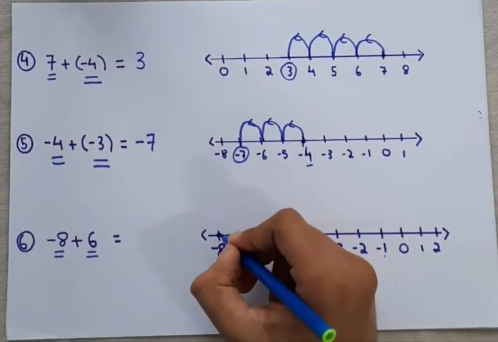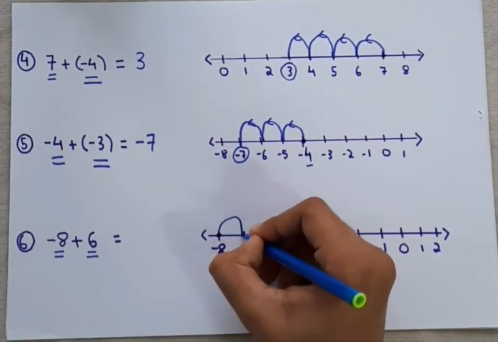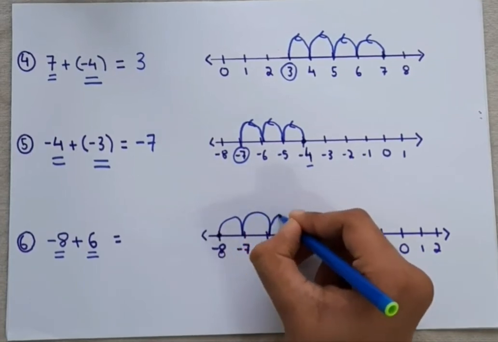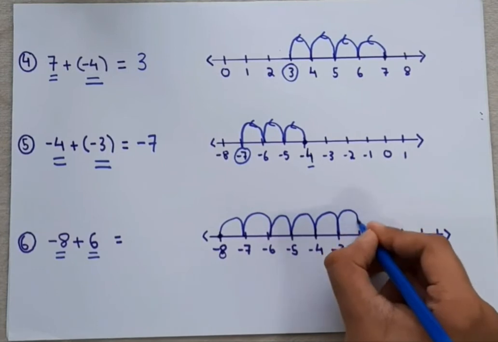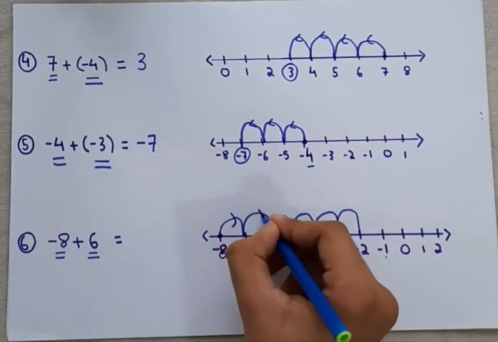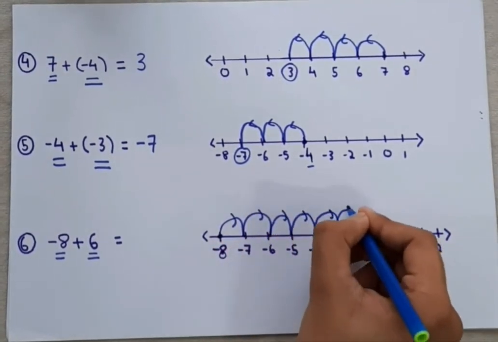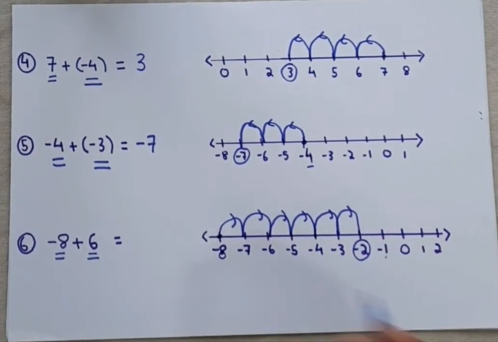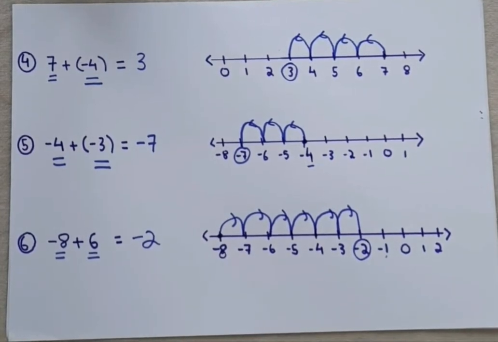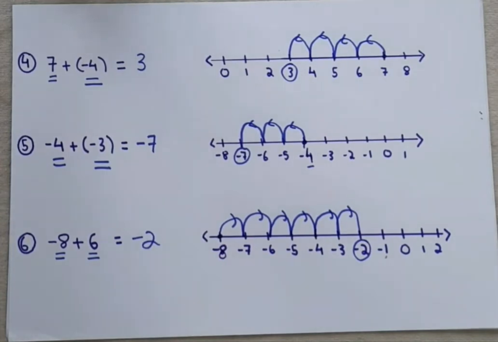So we start at minus 8 and then we go 1, 2, 3, 4, 5, 6. Ta-da! Arrows. And we land at minus 2. So the answer to this is minus 2. Now this is super simple. Using a number line is extremely simple.